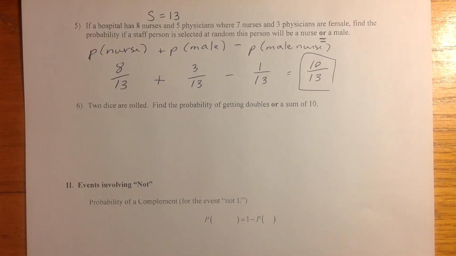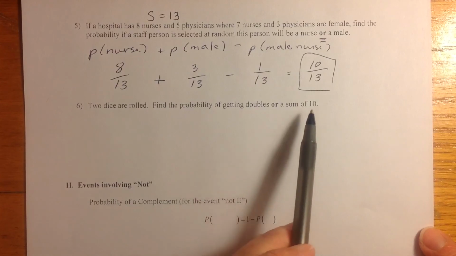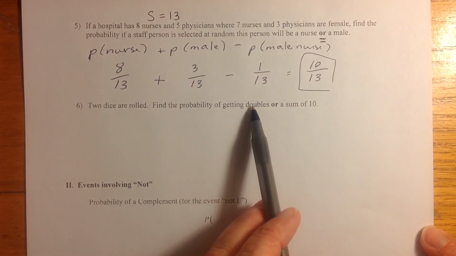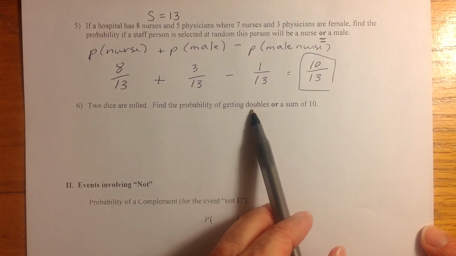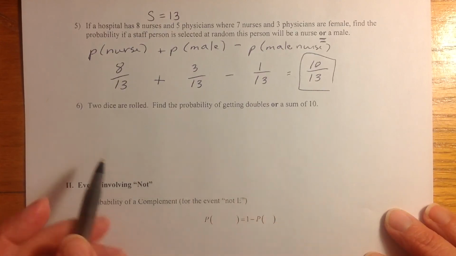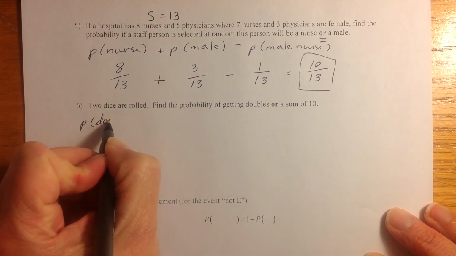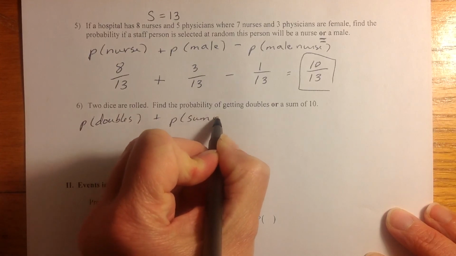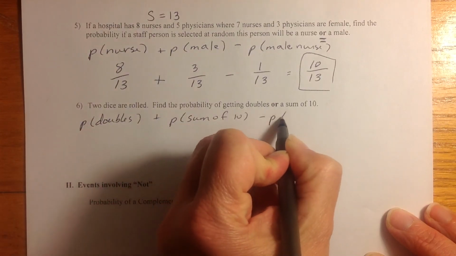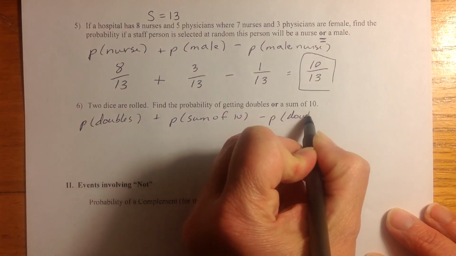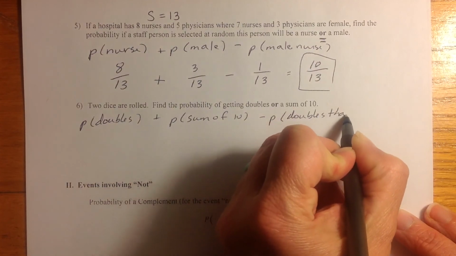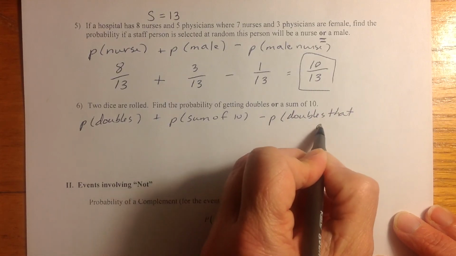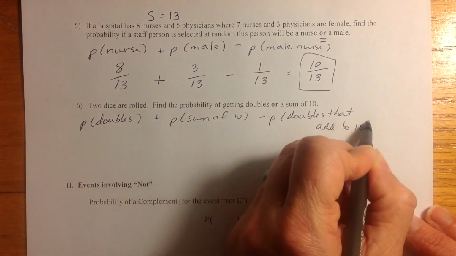Right, one more with this idea of or. 2 dice are rolled. Find the probability of getting doubles or a sum of 10. Now you got to ask yourself, can that happen at the same time? Doubles means seeing the same number twice. Can you see the same number twice and have it add to 10? You sure can. So we're going to do the probability of doubles plus the probability that we could have a sum of 10 minus the probability that we have doubles that add to 10.